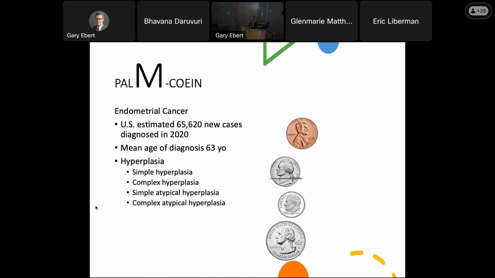So about 1% of simple hyperplasia will progress to cancer. 5% of complex hyperplasia will progress to cancer. About 10% of simple atypical hyperplasia will progress to cancer. This is if nothing's done. And 25 to 40% of complex atypical hyperplasia will progress to cancer. So this is just a good way to remember 1, 5, 10, 25. It gives you a rough outline.